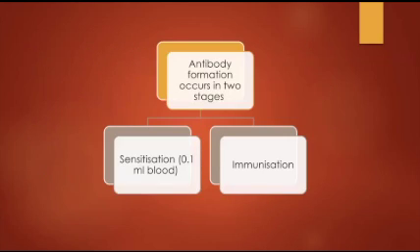Antibody formation occurs in two stages: sensitization and immunization. Sensitization: small amounts of fetal blood cross the placenta and enter the maternal circulation during uncomplicated pregnancies, and particularly at sensitizing events such as delivery. If the fetus is D rhesus positive and the mother is D rhesus negative, the mother will mount an immune response, sensitization, creating anti-D antibodies.